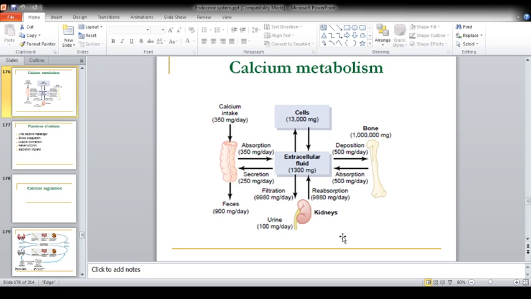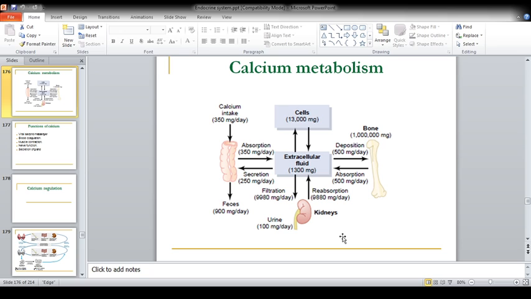Now let's look at how calcium metabolism takes place. Our daily intake of calcium is approximately 300 milligrams per day. This calcium is absorbed from the gastrointestinal tract and transported to the blood, from where it is transported to the interstitial fluid. The blood, everything, is part of the extracellular fluid, so it is transported from the gastrointestinal tract into the extracellular fluid.